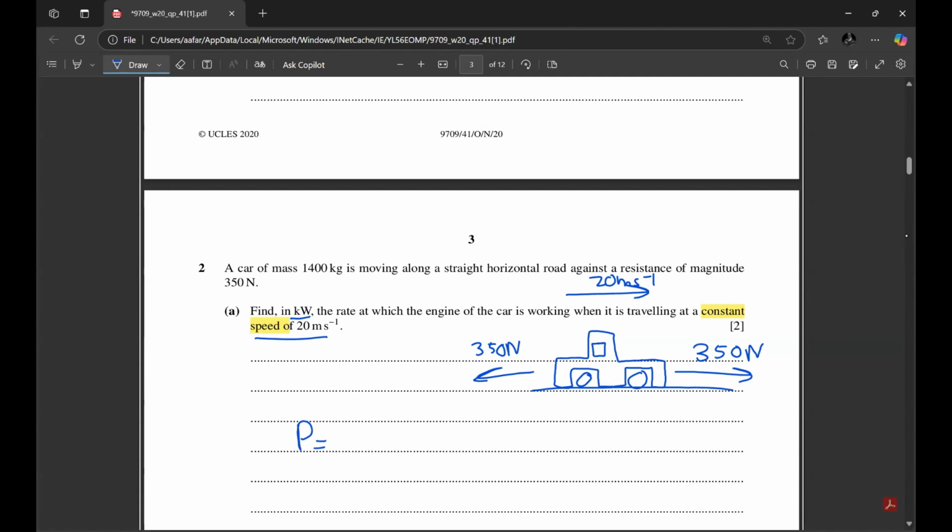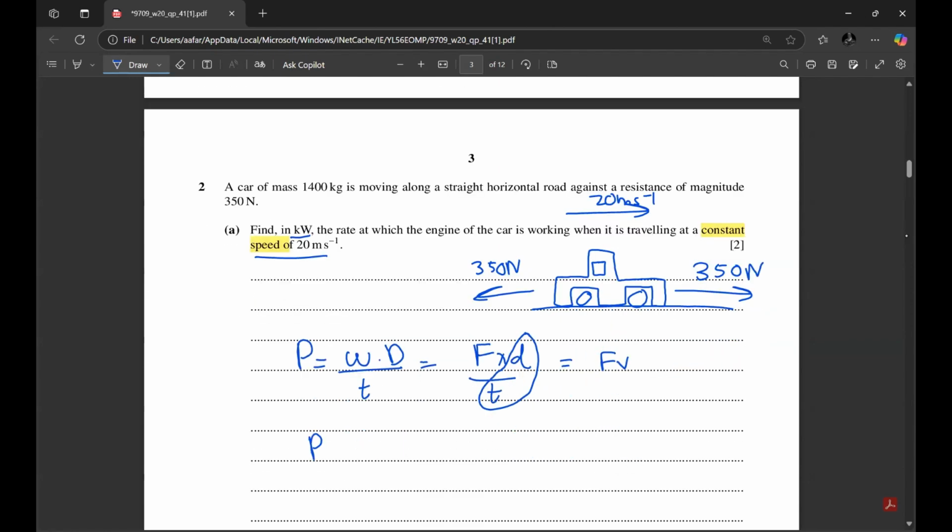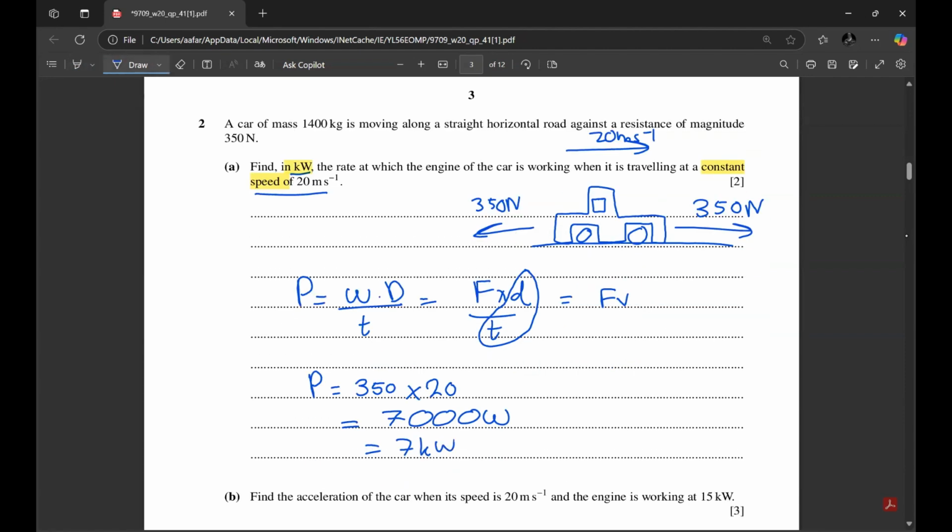So the power of a vehicle is the rate of work done, which is F into d over t. This d over t we can write as velocity, so it's F times v. The driving force is 350 into velocity, which is 20. So we get 7,000 watt. And since they've asked us to give it in kilowatts, we write 7 kW.